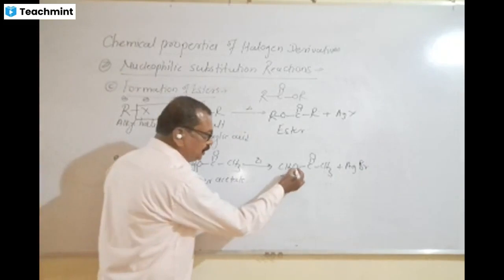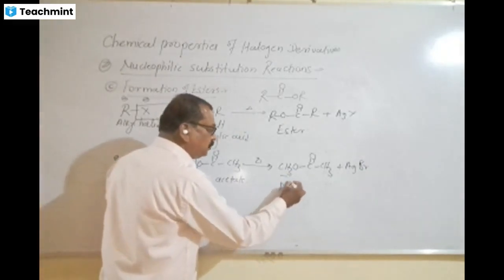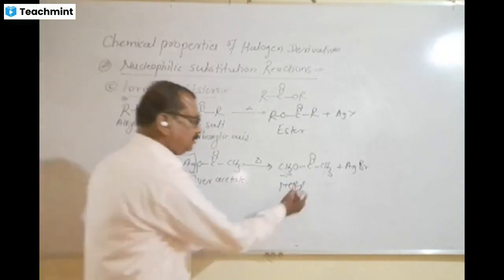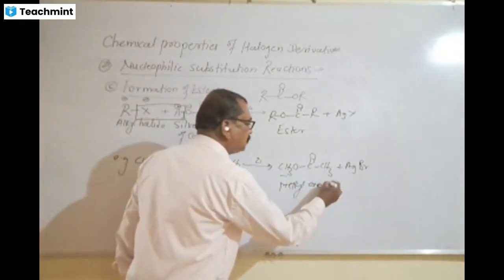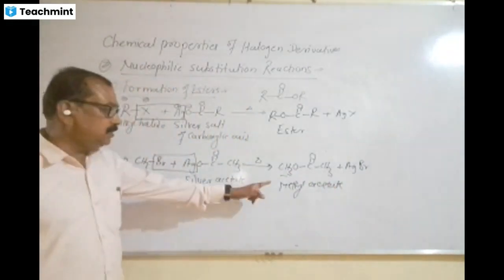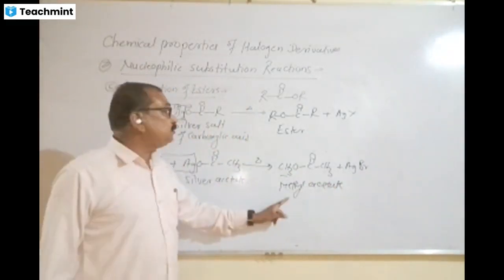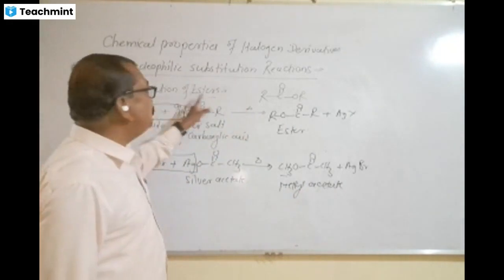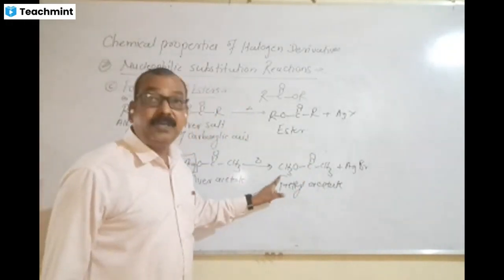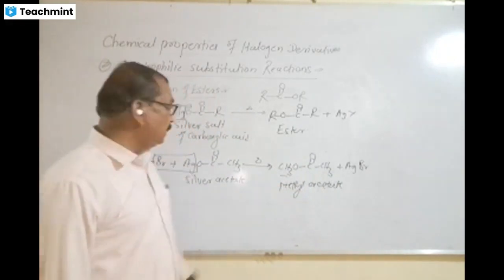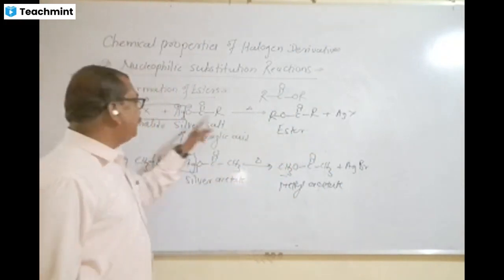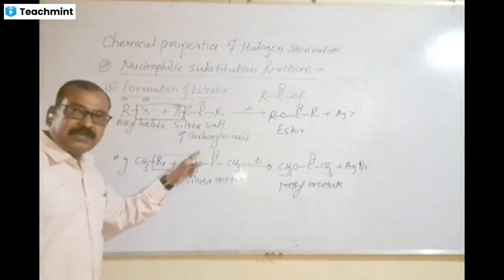CH3 group is attached to oxygen. CH3 group is known as a methyl group, and acetate. Name of this salt is methyl acetate, and this methyl acetate is an example of ester. There is a C double bond O CH3 group, that is, the ester functional group is present. In this way, alkyl halides are converted to esters when treated with silver salt of carboxylic acid.